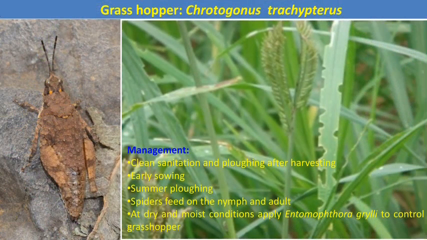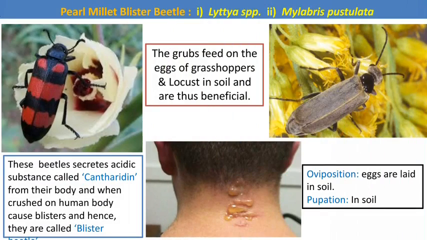And for the management of this, we can do clean sanitation and plowing after the harvesting of the crops, early sowing and summer plowing, and spiders are also used as a natural predator against the hoppers of the grasshopper. Then Entomophthora grylli is one of the effective biopesticides against the grasshopper.